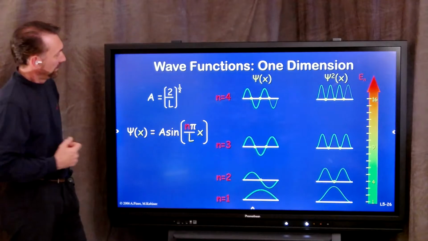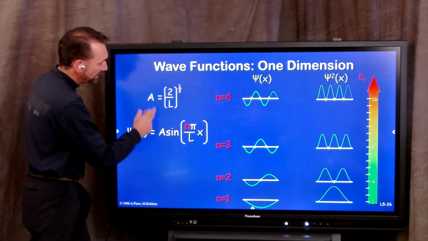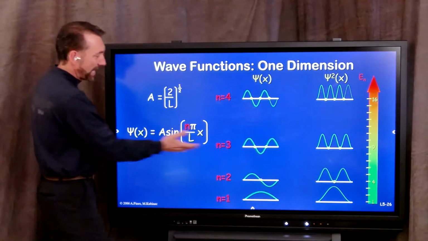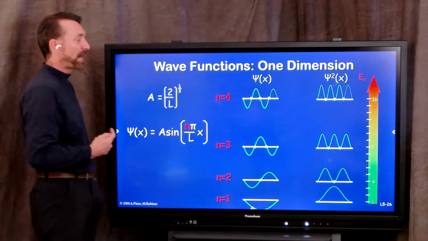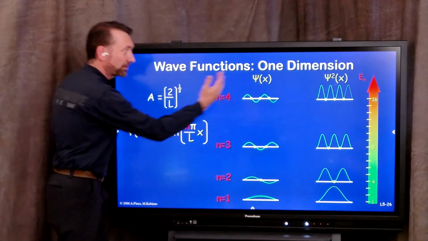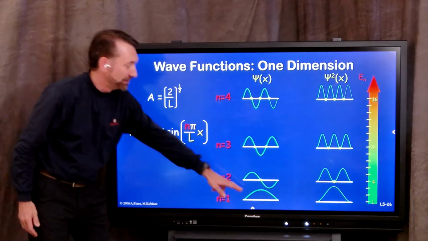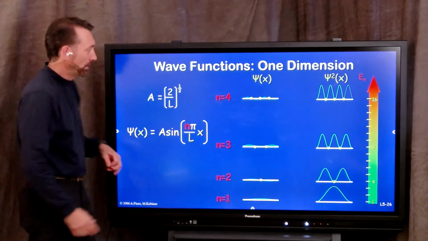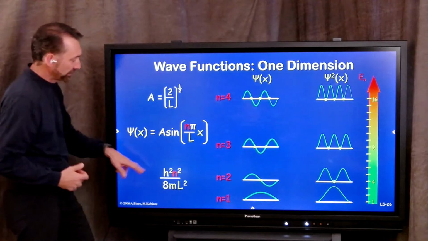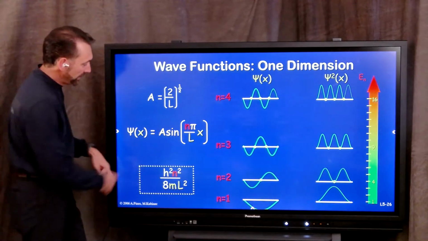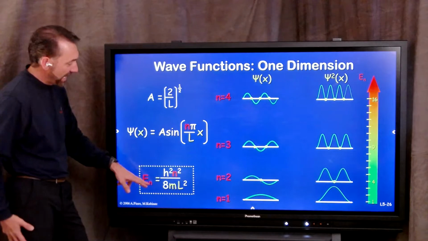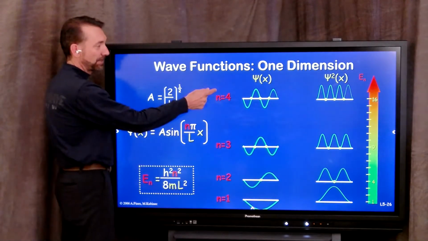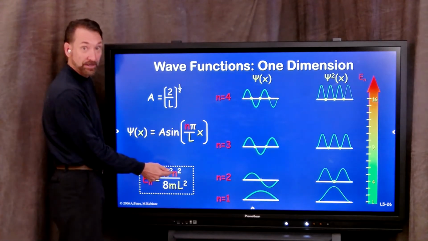So I've written down the amplitude here. Now from the amplitude, the length of the box, and the mass of the particle, I can actually assign a relative energy to each of these. We won't go through the calculation. I'll just tell you, I can write down the energy of each state n, and it goes as n squared.